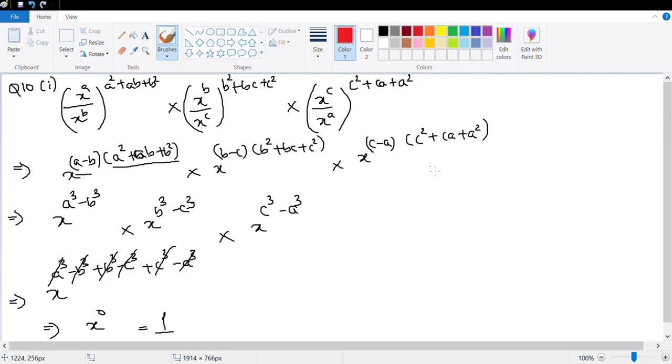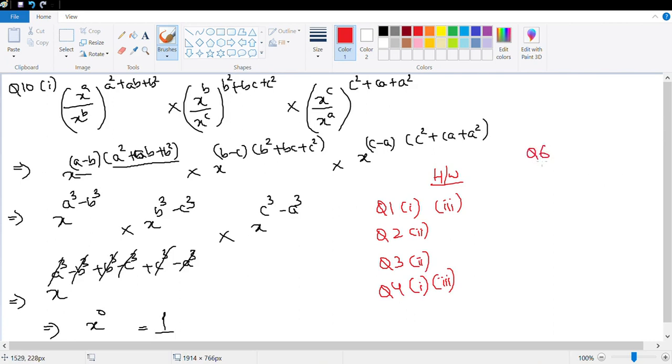Now let's write the homework questions for you. Homework. Question number 1, part 1. Question number 1, part 3. Question number 2, part 2. Question number 3, part 2. Question 4, part 1, part 3. Question number 6. Question 7, I solved both the parts. Question 8, there's only one. Question 9. And question 10. That's 1, 2, 3, 4, 5, 6, 7, 8, 9.